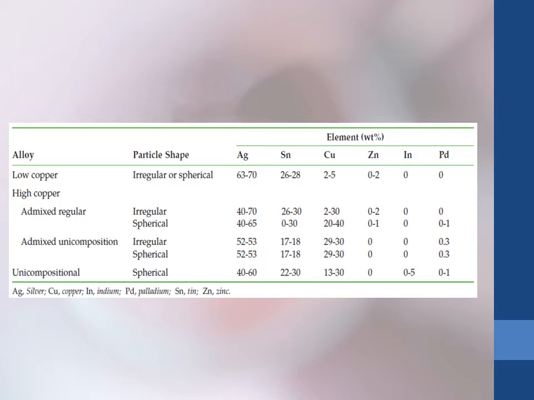As you can see, the copper is present in the highest amounts in admixed unicompositional and unicompositional, and obviously in low copper it is present in the least amount, 2 to 5%.